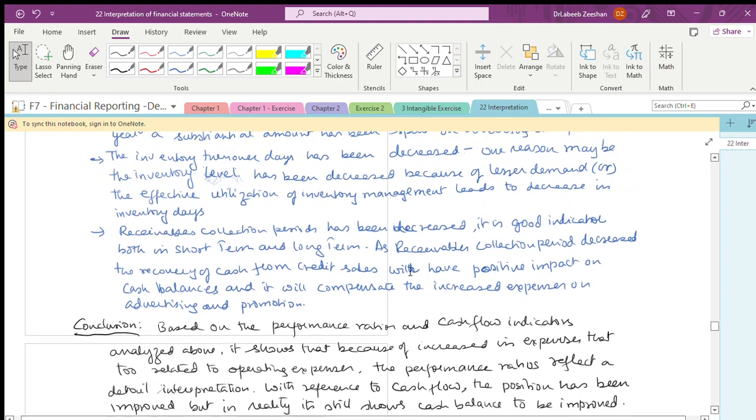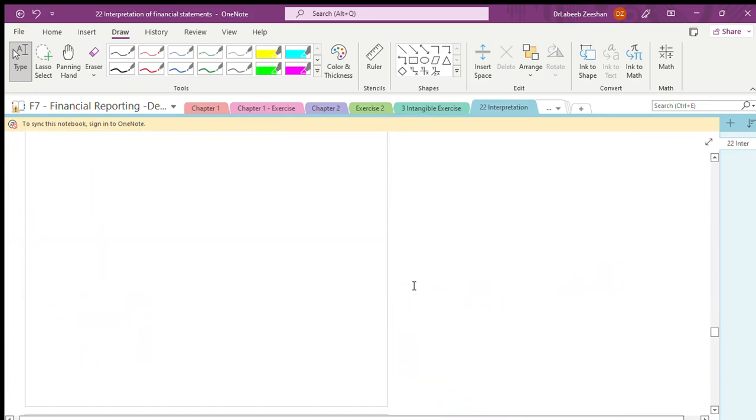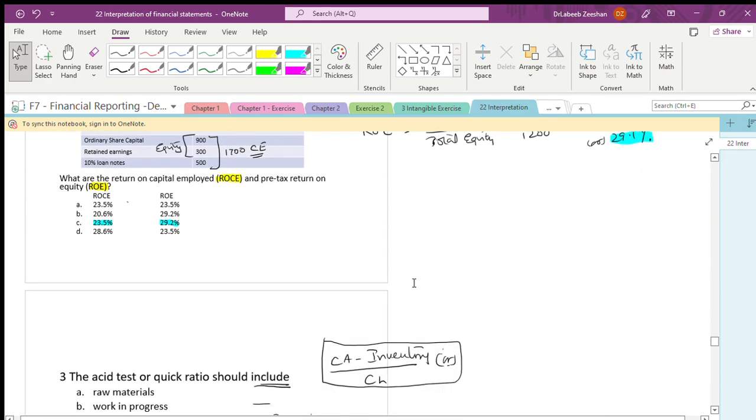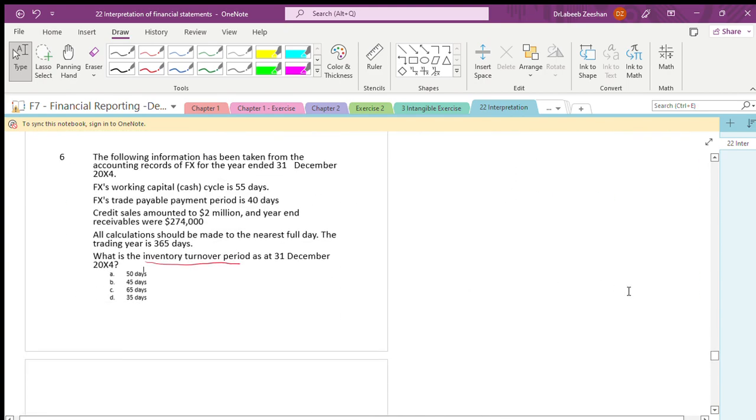We have done this formula somewhere, I have explained it to you. Fine, no problem, I will write it again. Now, what they are asking us is the inventory turnover period. They have mentioned the working capital cycle. The working capital cycle is nothing but the inventory turnover period. The formula is this one.